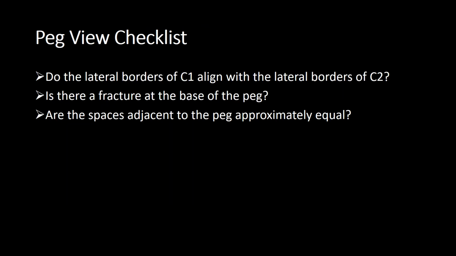So to recap, do the lateral borders of C1 align with the lateral borders of C2? Is there a fracture at the base of the peg? And are the spaces adjacent to the peg approximately equal? Although this can be reduced when there is rotation, and you will have narrowing of one side in comparison to the other. So that's something to be aware of.